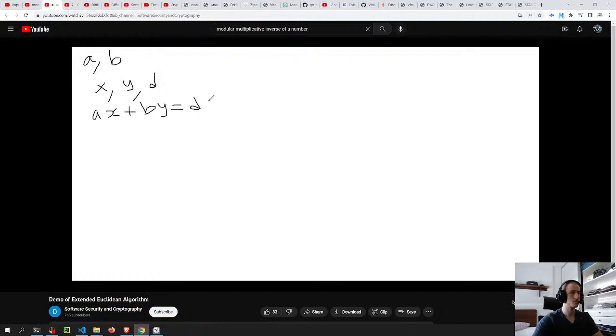What is d? d is nothing but the GCD of a and b. GCD is the greatest common divisor that I talked about earlier, so I will not talk about it again. I encourage you to watch that video. So now how do we find these numbers x and y and d from a and b? We know how to find d from a and b. This is the basic Euclidean algorithm. However, we now need to also find x and y.